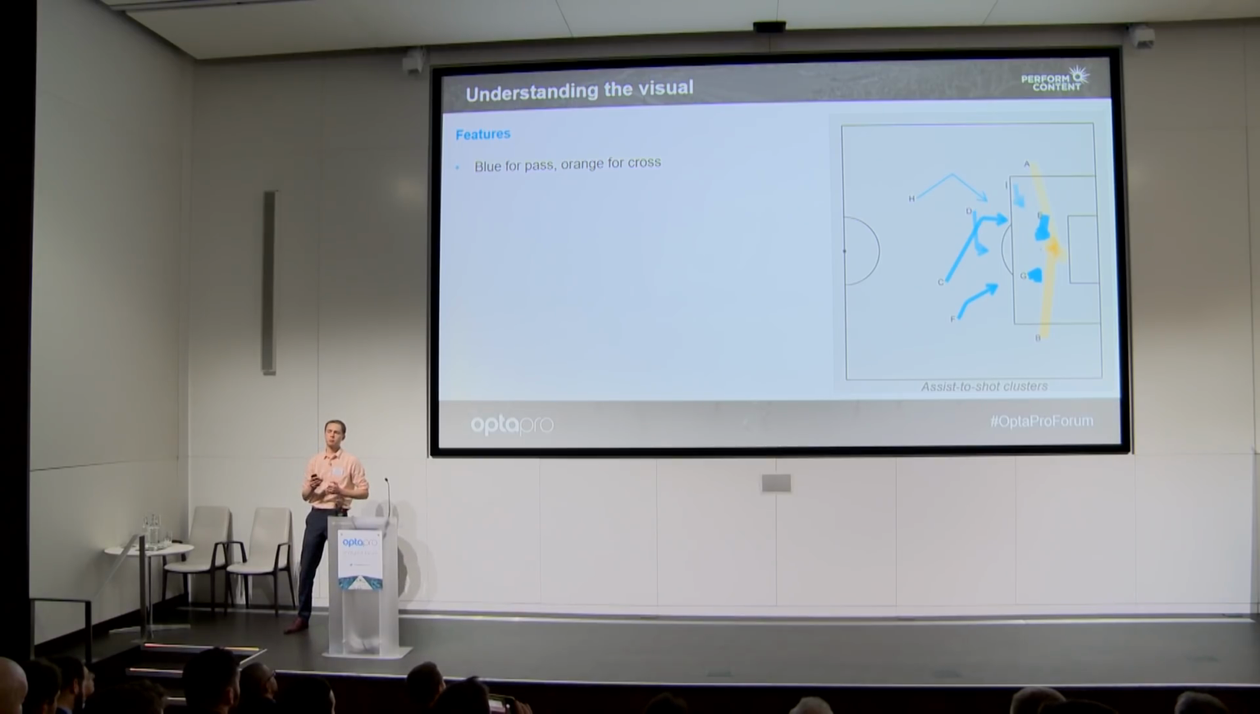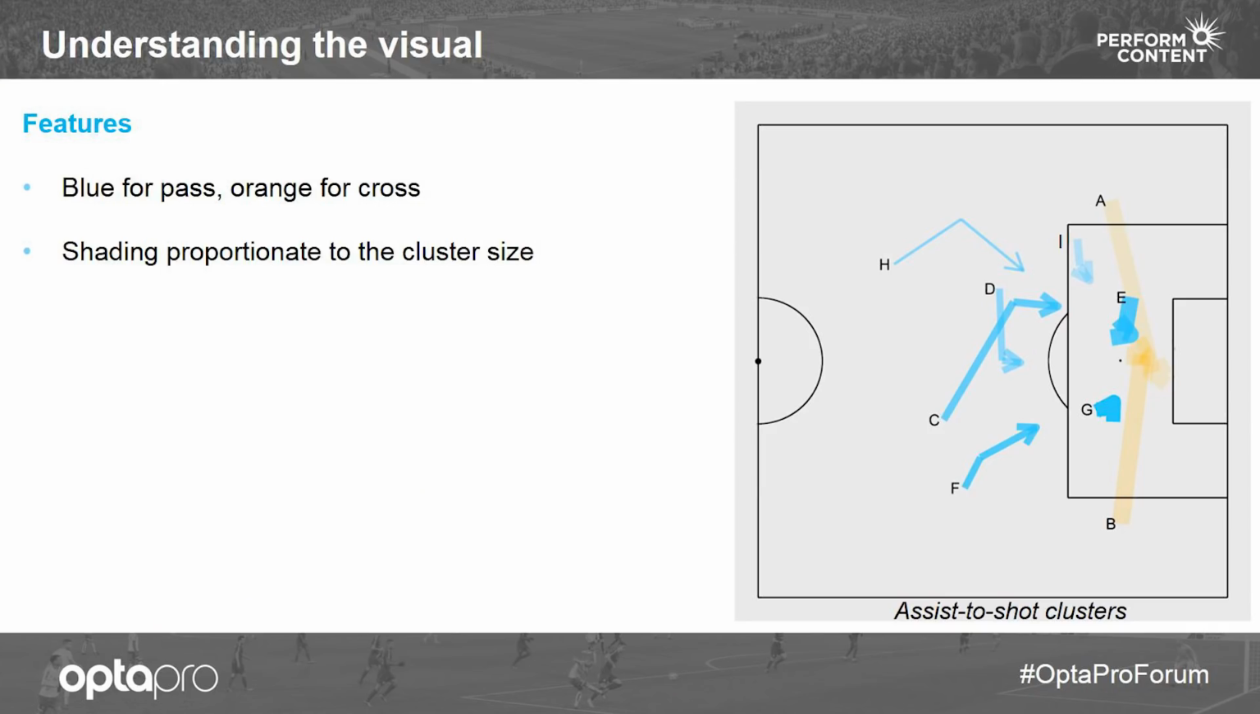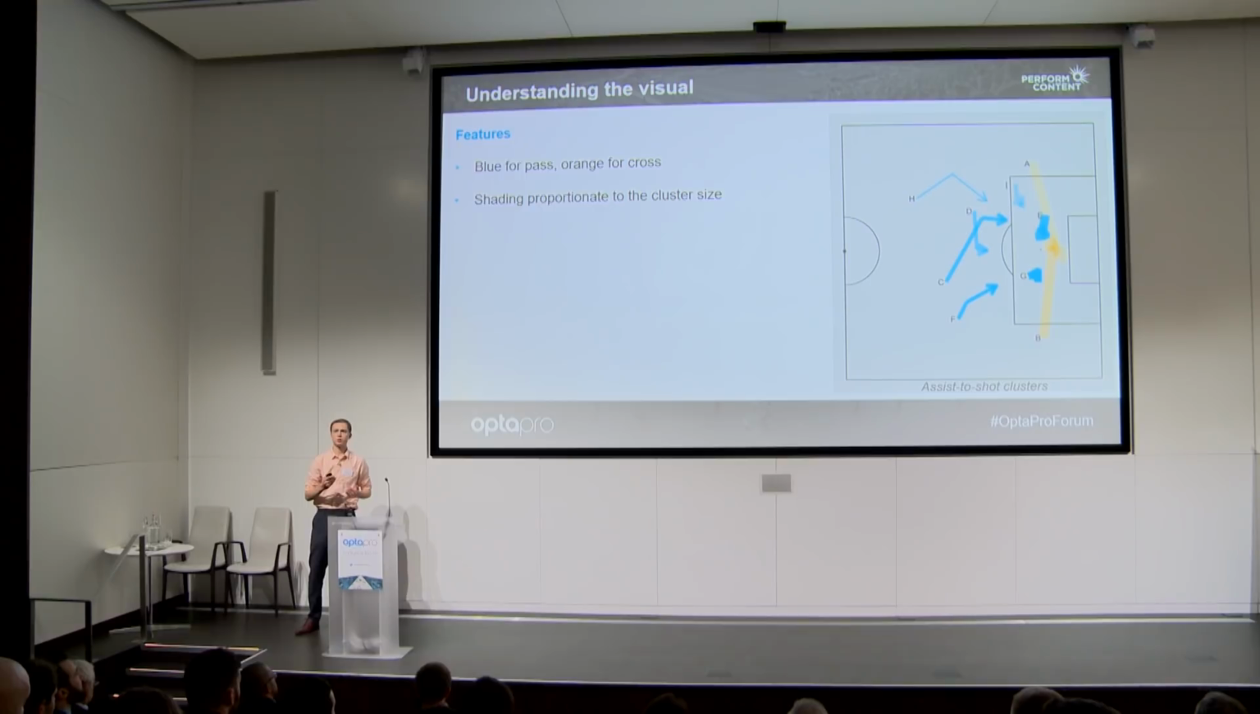Now, you see that some of the arrows vary in both shading and thickness. And this is to represent the following factors. Firstly, the shading is proportionate to the cluster size, i.e. how many members of that cluster group there are. And so this is to be thought of as frequency. The darker the arrow, the more frequently exploited that cluster group is, that avenue is.